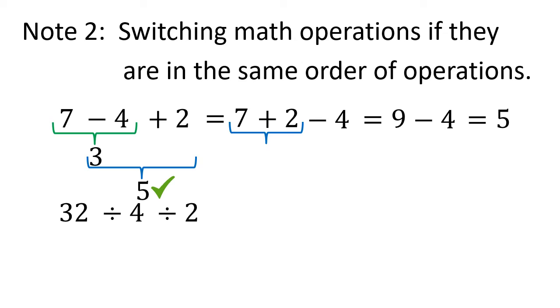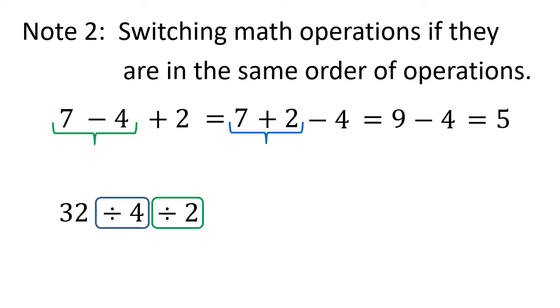The next example is 32 divided by 4 divided by 2. Again, some people do wrong calculations by doing 4 divided by 2 first, which is 2. And the question becomes 32 divided by 2. And this is also wrong. Since a math operation and a following number go together, divided by 4 and divided by 2 are separated.